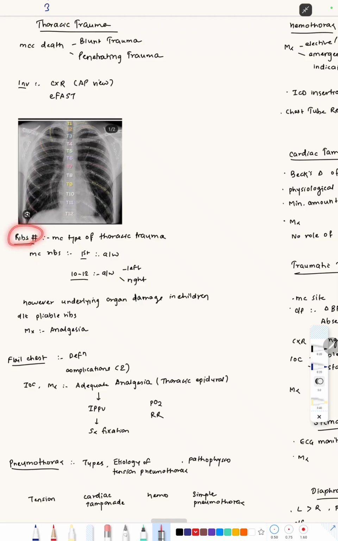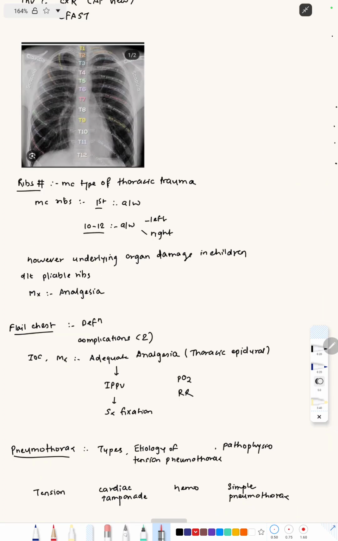Then the rib fracture. Rib fracture is the most common type of thoracic trauma. The most common rib fractures are the first rib and the 10th to 12th, that is the floating ribs. The first rib is associated with brachial plexus injury, subclavian vessels, or the apex of the lung, while the 10th to 12th, the floating ribs, on the left side are associated with splenic trauma and on the right side with liver injury.